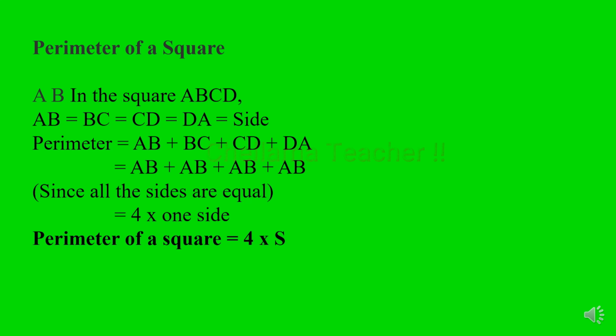Perimeter of square. Let's consider a square of ABCD. AB in the square ABCD is a side. BC is another side. CD is another side. DA is another side. Here the perimeter is equal to sum of all the sides. So AB plus BC plus CD plus DA.